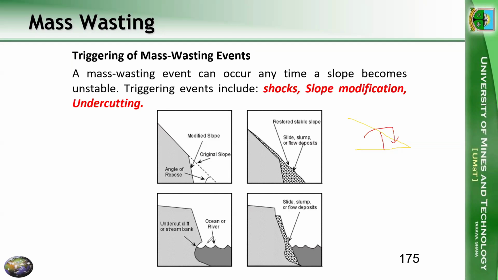Rivers and streams can also undercut the river bank. They will undercut it. Can you see? The river or the sea or the stream is eating beneath, removing material beneath the cliff, and ultimately this side will collapse. So that is undercutting. These are the types of triggering events that could cause mass wasting. All right, so this brings us to the end of the topic mass wasting.